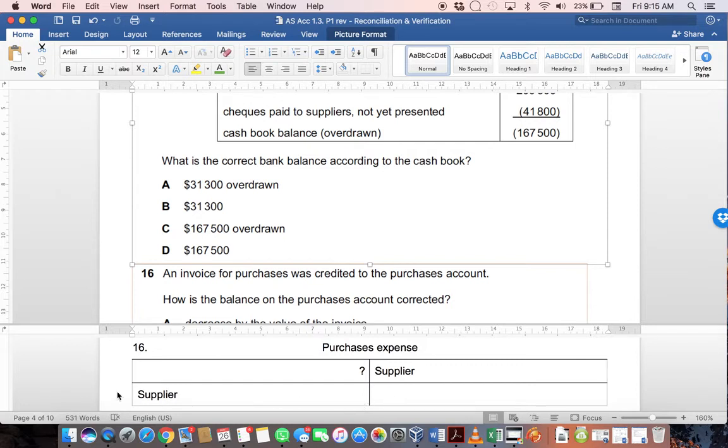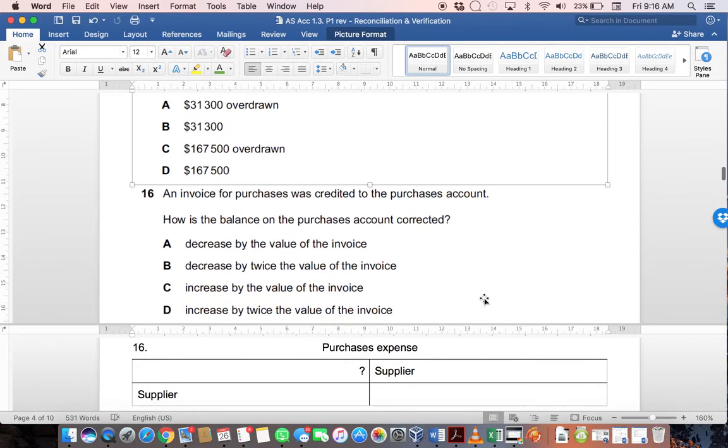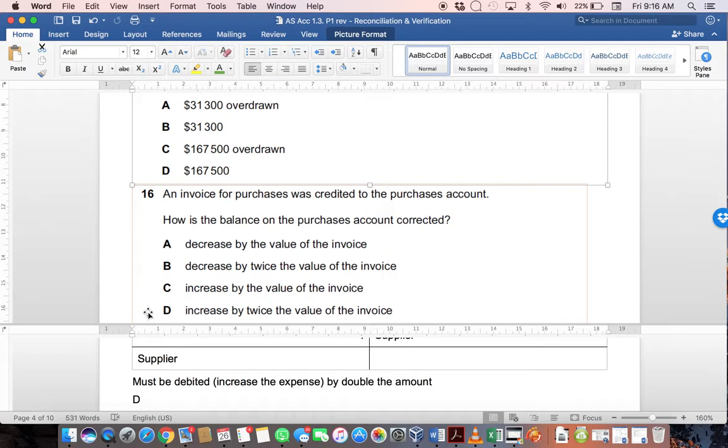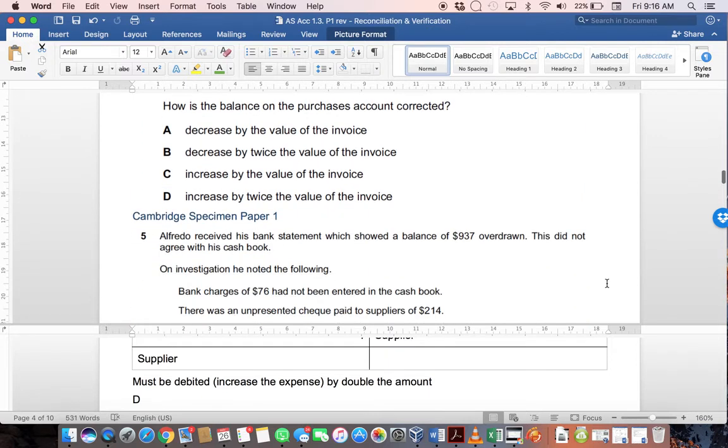So therefore, if I had a credit and I need to have a debit, do you remember what we did previously? You actually have to do a debit here and it needs to be double the amount of the error, because once is to cancel out the mistake that was made, and then a second time is to create the answer that we actually want. So what you're going to look for is an answer that gives you an option to debit your purchaser's expense or increase your expense by double the amount. And therefore, we are going to choose D as the option. Increase it by twice the value of the invoice.